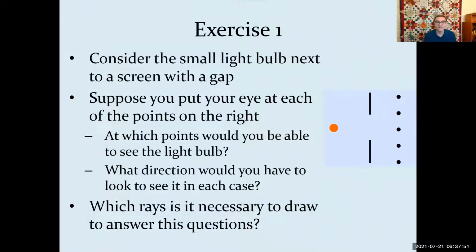I've got a little activity for you to think about here, which is putting a light bulb over on the left, putting a screen with a gap in it. You can see that in the middle. And then there are a whole bunch of dots on the right-hand side. And I want you to imagine putting your eye at each of those dots and looking at the light bulb to see whether or not you can see it. So I'm just going to stop here. I ask you to pause the video, take a moment or two, and see if you can answer these questions.